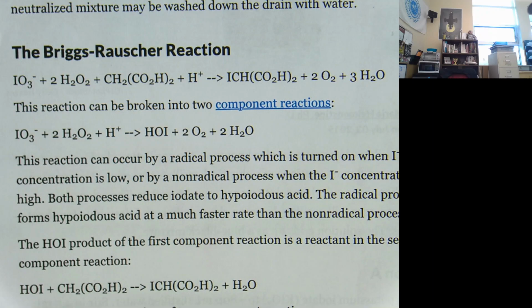As this progresses, because this leaves, eventually there's not going to be enough oxygen present.